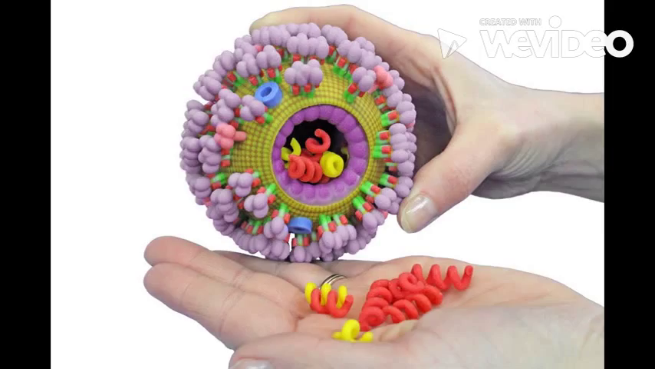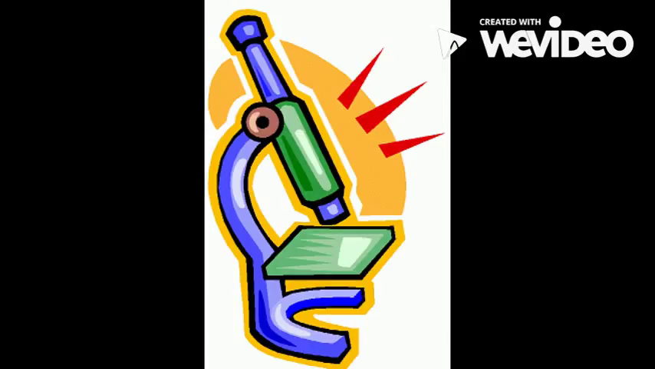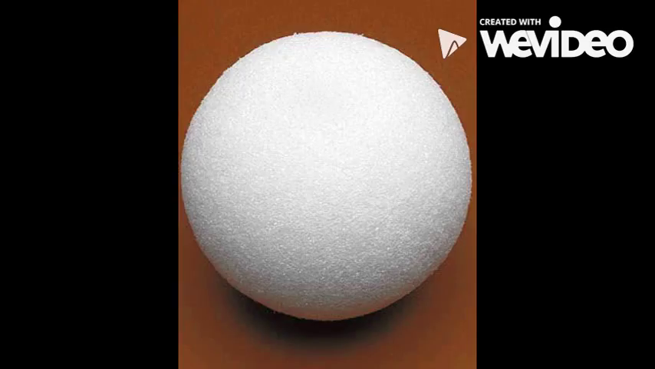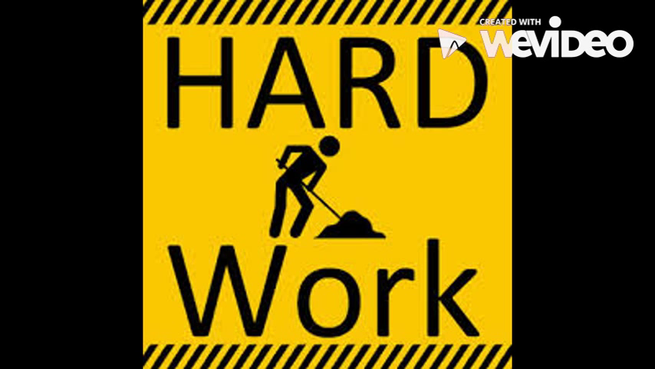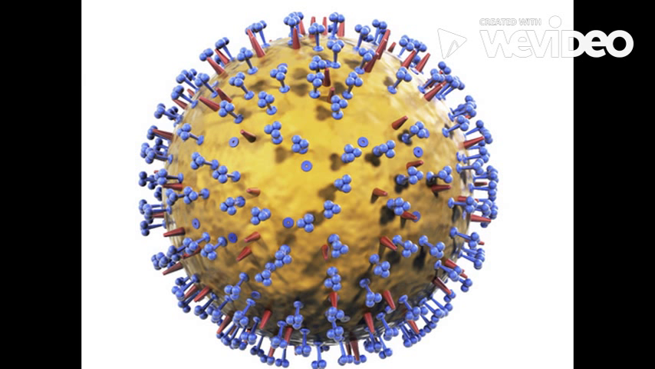To get a better idea of the virus, I built a model of it. The model is the same as the influenza virus. The only difference is the materials I used, and the fact that my model was about 1,000,000 times bigger than the actual microscopic virus. The materials I used include a styrofoam ball, paint, pipe cleaners, popsicle sticks, and the most important one, hard work. All this put together with my research made the model of an influenza virus.